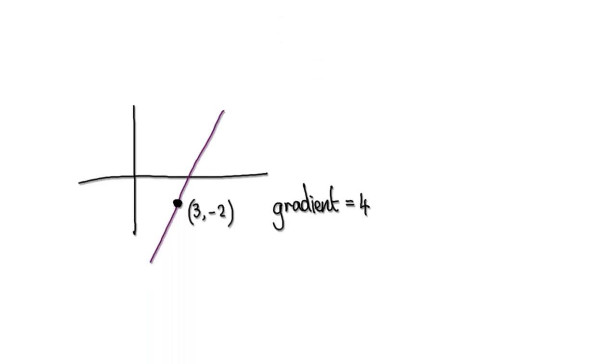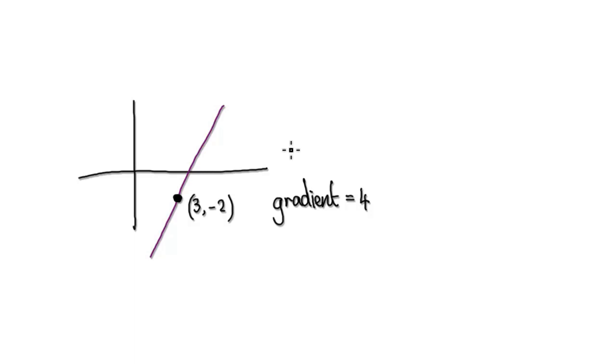In this video, we're going to come up with the parametric equations for a given straight line. So let's say you've got this straight line here. It passes through (3, -2), and it has a gradient of 4. To come up with the parametric equations for this straight line, start out with this.